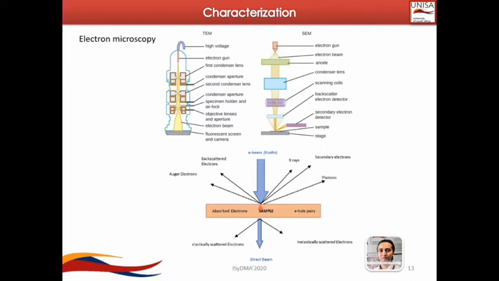In addition to the images, we can have an idea about the crystallinity of our materials, and we can also use these techniques to get the distribution of the elements in the material and its atomic composition. And in addition to this, we can also study the electroluminescence of materials using these techniques.